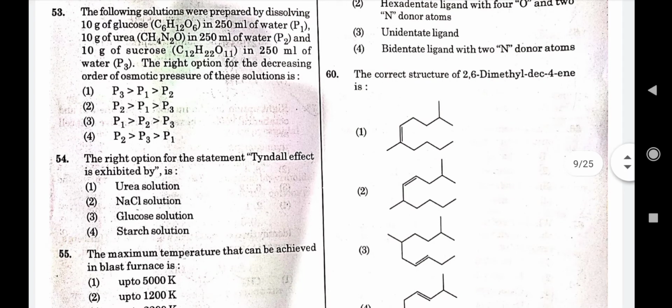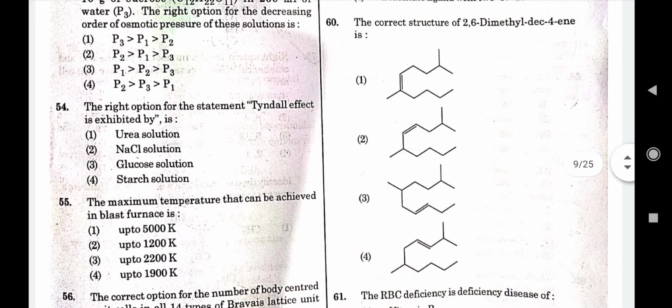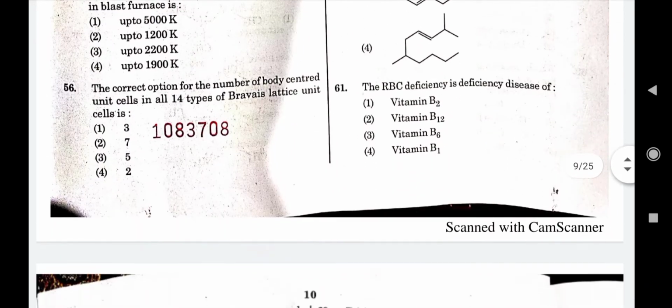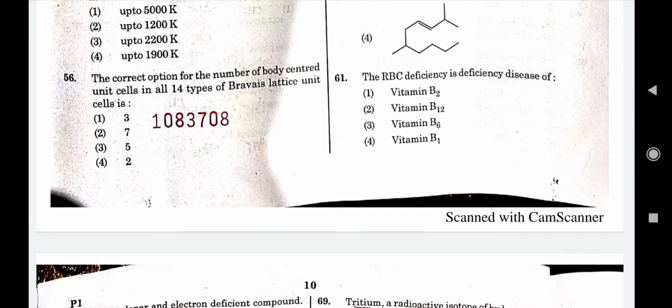Now coming to question number 60. The correct structure of 2,6-dimethyl dec-4-ene is. इसका जो correct option है that is option 2. Now coming to question number 61. The RBC deficiency is deficiency disease of. इसका जो correct option है that is option 2, vitamin B12.